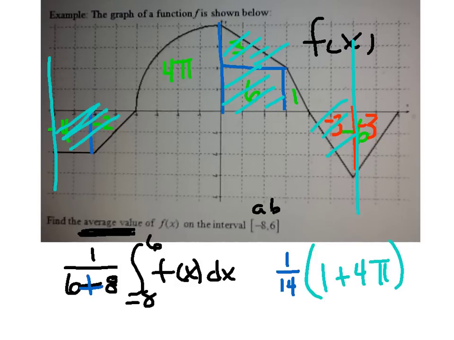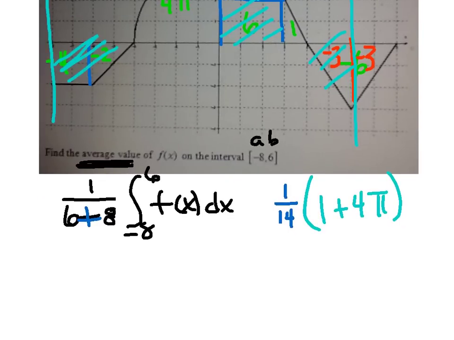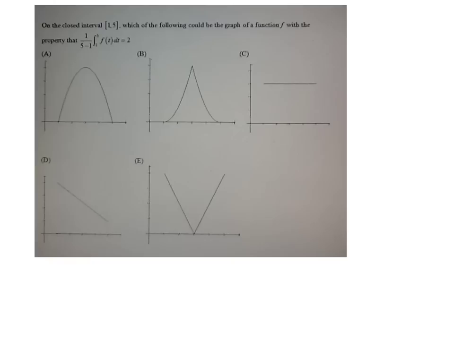And I'm going to multiply that by 1/14. So I would just say I have 1 plus 4 pi all over 14. And hopefully a pretty friendly question. Okay, so just watch that term average value and watch that 1 over b minus a formula.